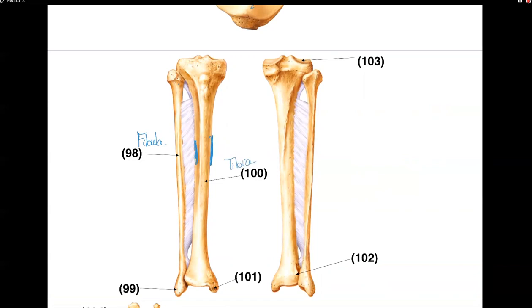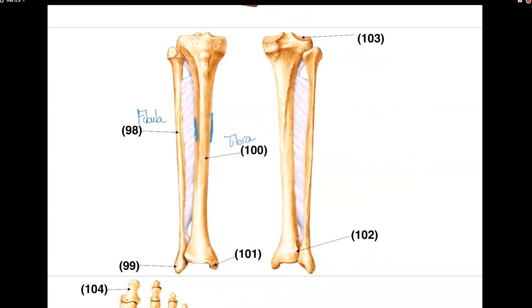And if you remember, towards the lower end, each of them has a malleolus. So what do we call the malleolus of the fibula? As a fibula, it's located laterally, so we call this my lateral malleolus. And this will be the medial malleolus.